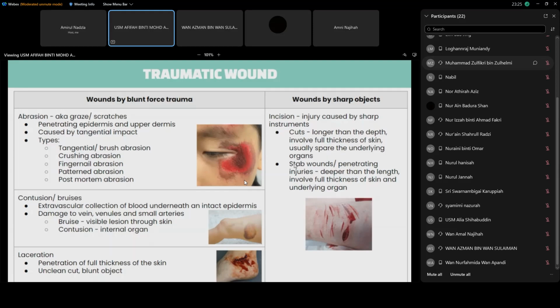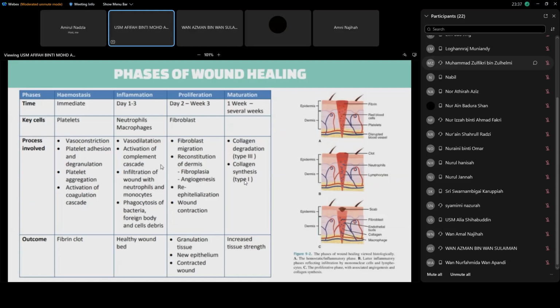and involve the full thickness of the skin and usually spare the underlying organs. On the other hand, the stab wounds or penetrating injuries are deeper than the length and usually involve the full thickness of the skin and also involve the underlying organ. Okay, next we go to the phases of wound healing, which can be divided into 4 phases, which include hemostasis, inflammation, proliferation, and maturation.